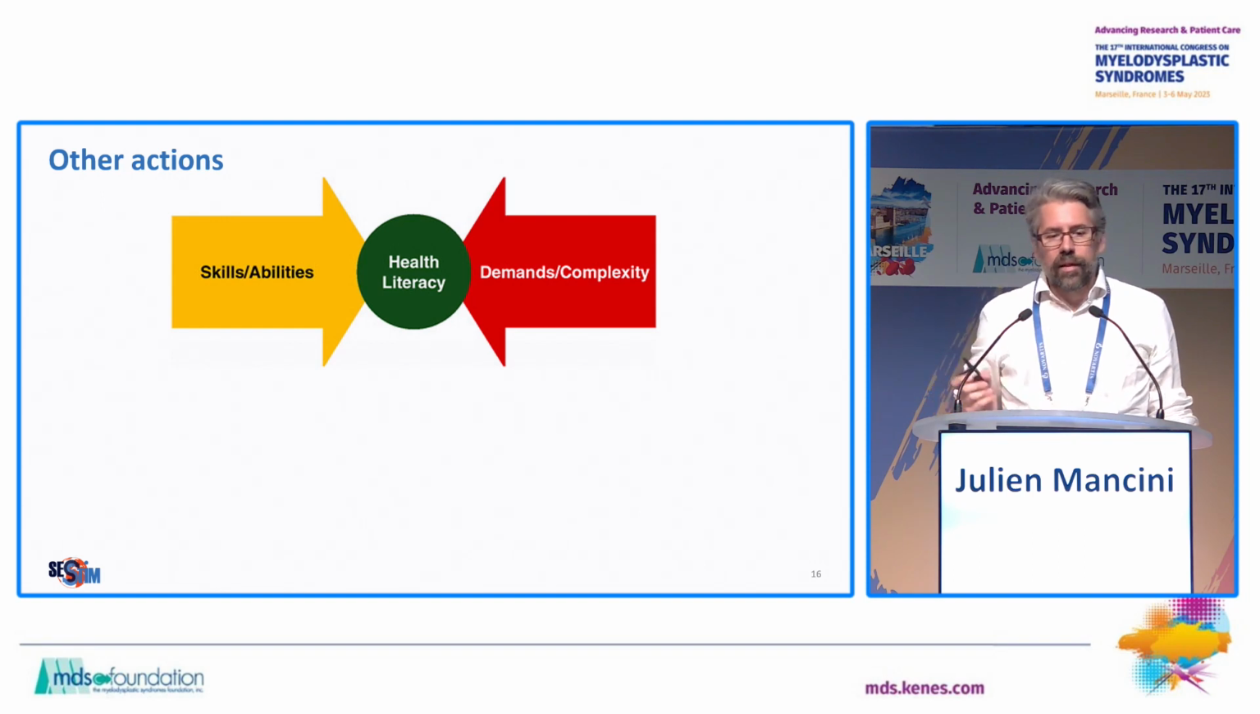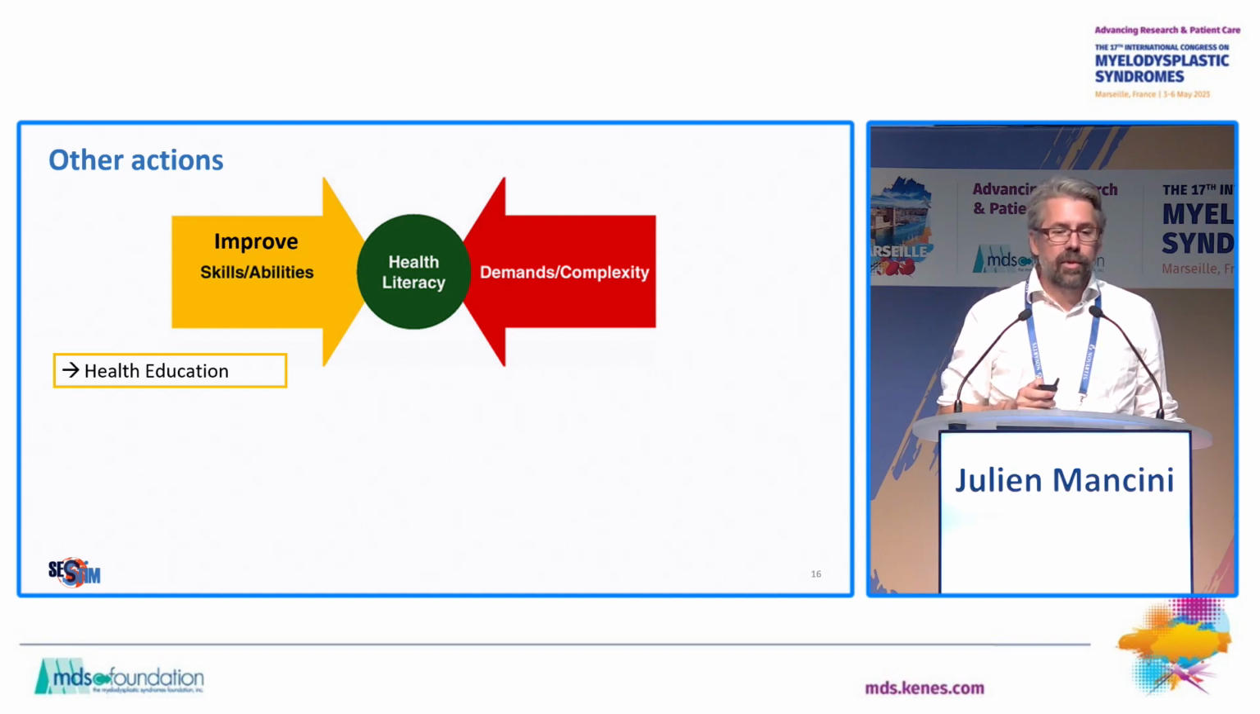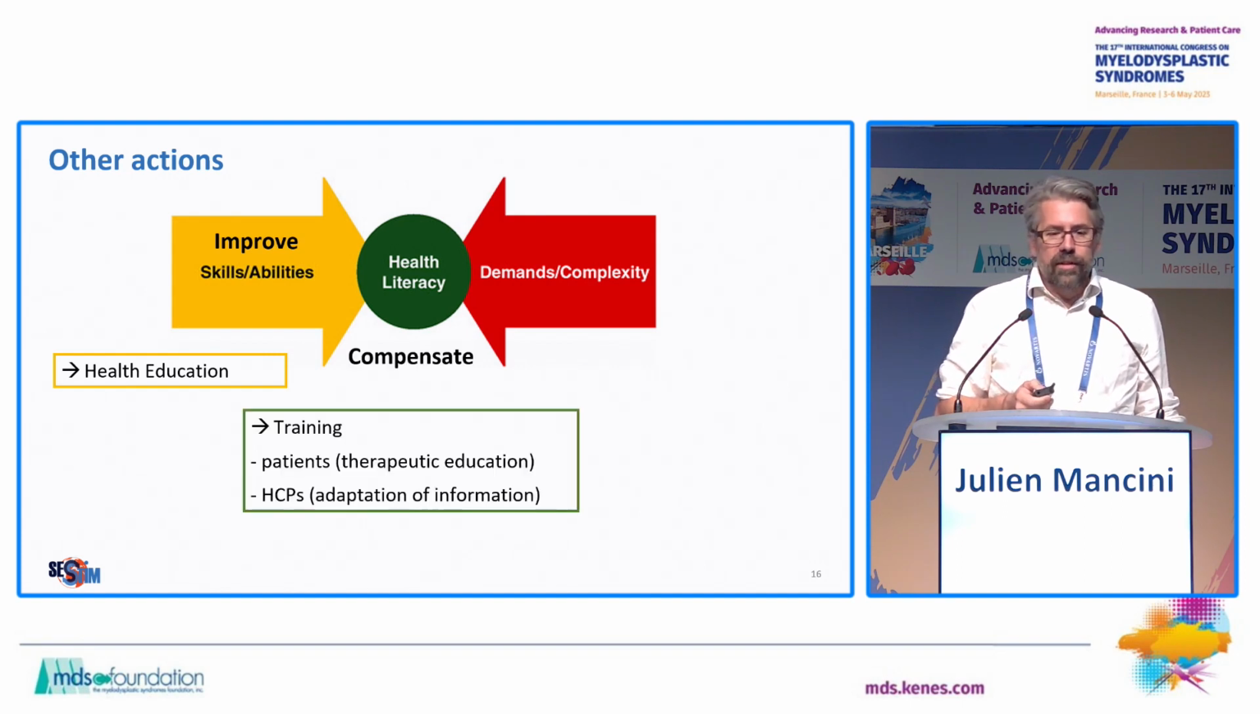So globally, what kind of action can you try if you want to improve the situation? Of course, you can try to improve skills and ability, and health education is really important for that, but it's really difficult to achieve in practice, and most of the work done in the field of health literacy was about compensating for the situation. For example, you can train patients through therapeutic education, or train healthcare providers in communication to help them adapt their communication to low literate patients.